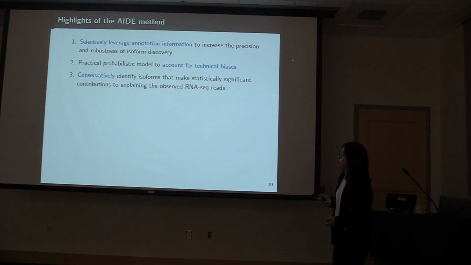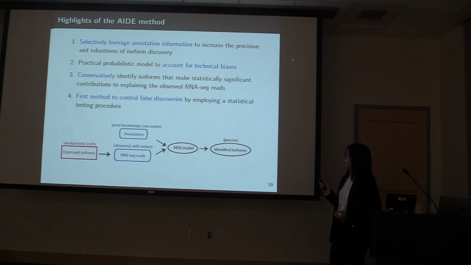The AID method will first construct a probabilistic model to account for different sources of technical biases. Then, based on this model, we try to conservatively identify isoforms that make statistically significant contributions to explaining the observed RNA-seq data. I want to emphasize that AID is the first method that tries to control false discoveries in isoform discovery using a statistical testing procedure.